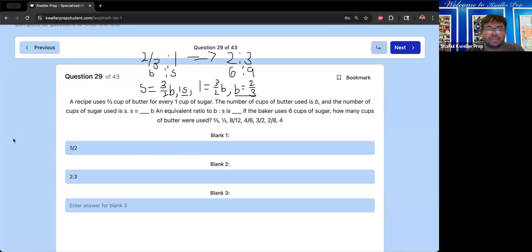Right? Wait, no, 6 cups of sugar, sorry. So I did that wrong. 6 cups of sugar is here. 3 times 2 is 6. 2 times 2 is 4. So if you use 6 cups of sugar, it should just be 4 cups of butter. So 4. And yeah, this should just be it.